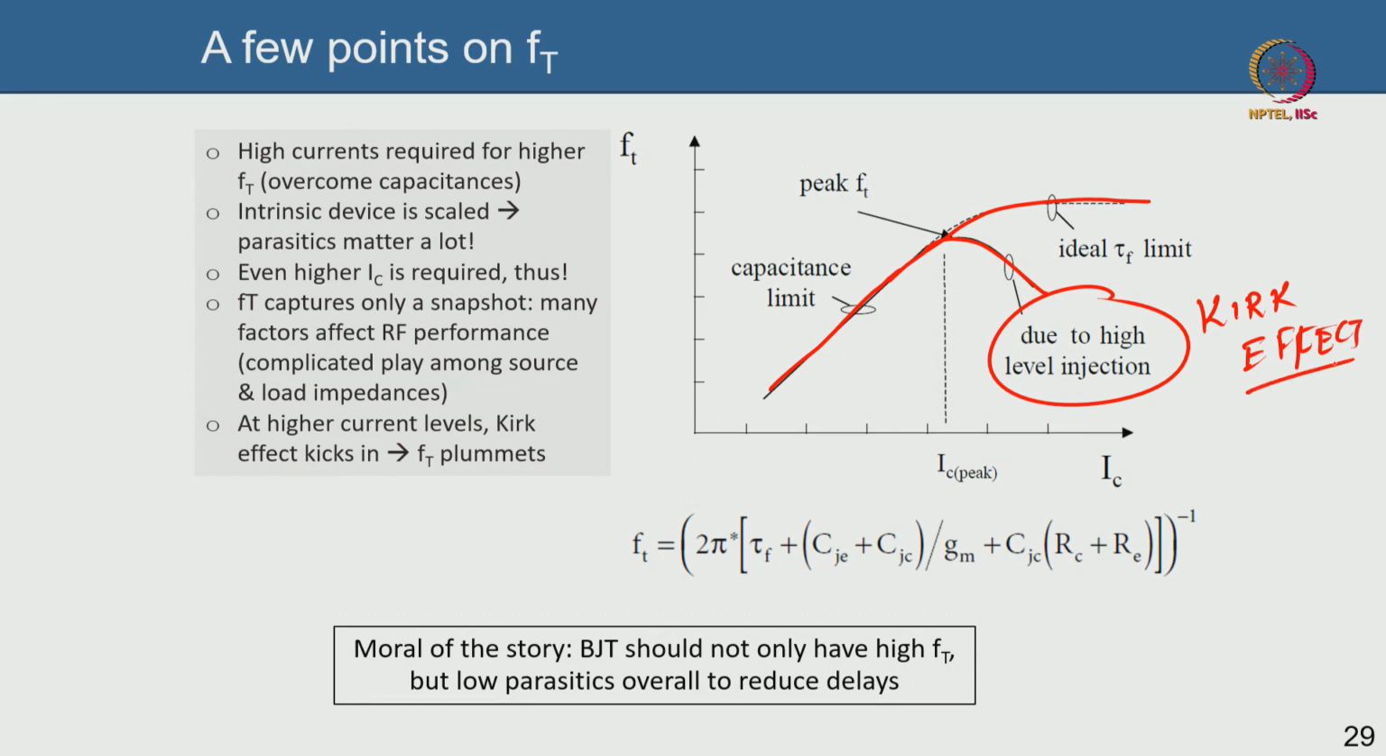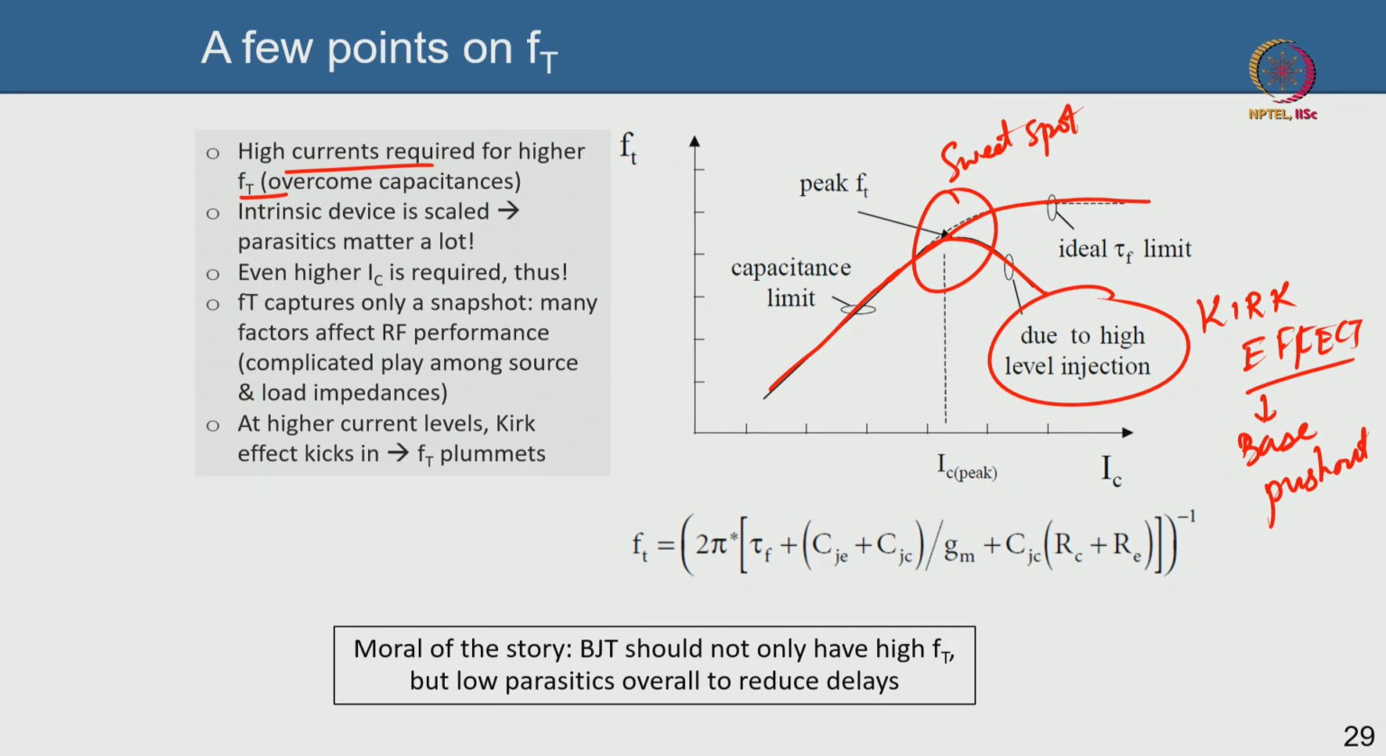The Kirk effect is that there is a base push-out: your base width has increased because holes from the base are spilling over to the collector side. Why? Because the electric field at the base-collector depletion region has disappeared because of the Kirk effect, which we already talked about. So although high current is required for a good FT and higher GM, eventually the high injection effect will lower the cutoff frequency. This is your sweet spot where you essentially want to operate. You do not want to degrade the cutoff frequency at higher injection current.